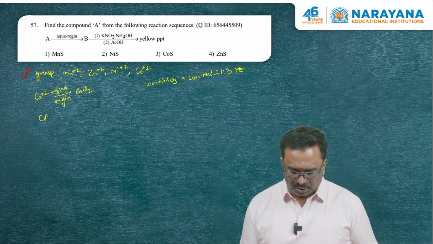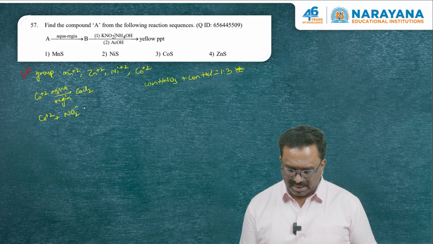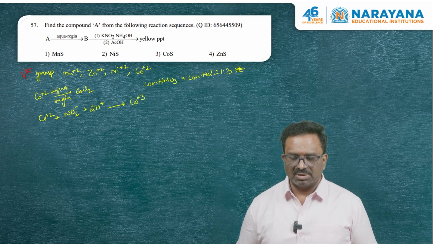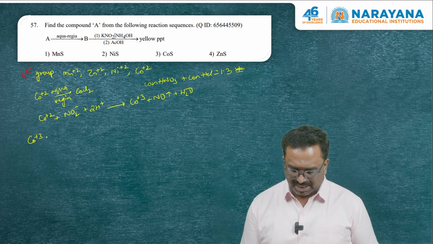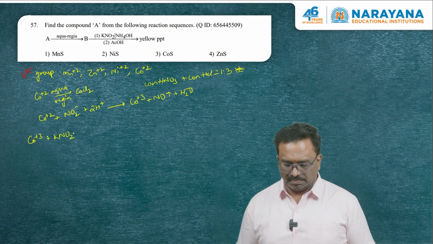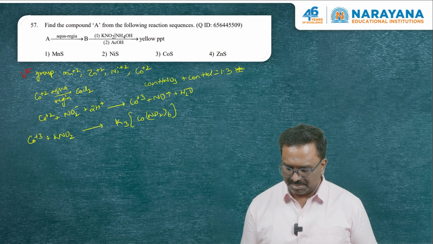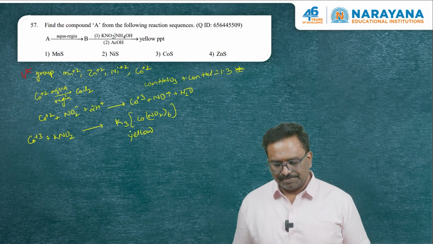The Co2+ by addition of NO2 minus, by acidification, Co2+ is changed into Co3+ along with NO. Now cobalt in +3 state with NO2 minus, that is KNO2, proceeds for formation of K3[Co(NO2)6]. This is actually the yellow colored precipitate that we get.